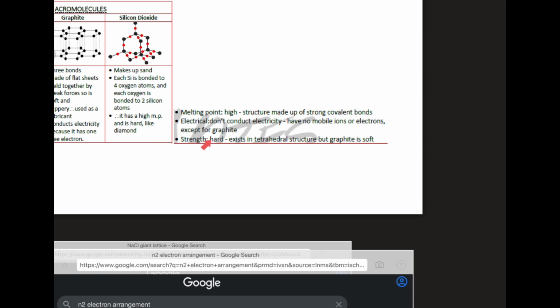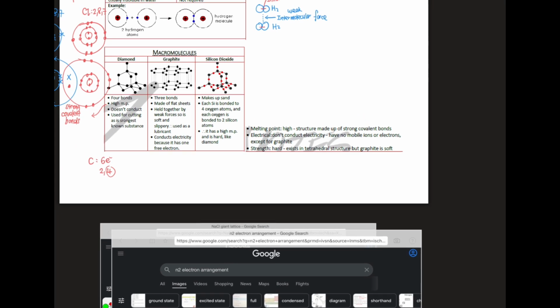For strength, they are hard, existing in tetrahedral structures. Tetrahedral structures refer to these two. These two are tetrahedral structures. But graphite is soft. So the diamond and the silicon dioxide, which are in tetrahedral structures, are hard, but graphite is soft.